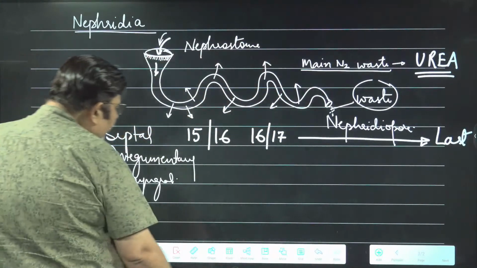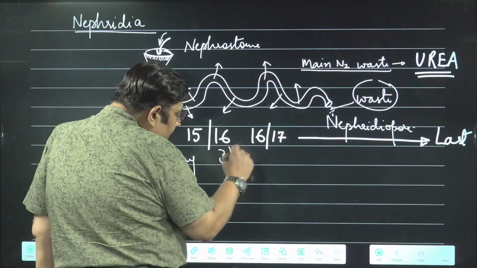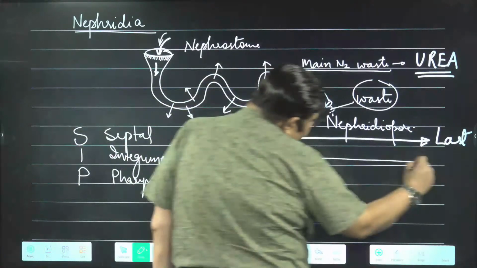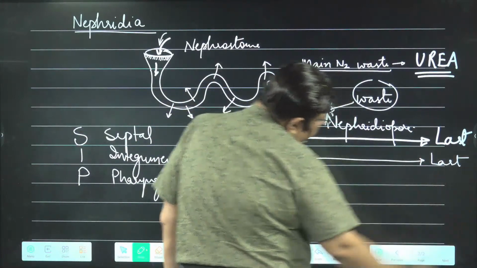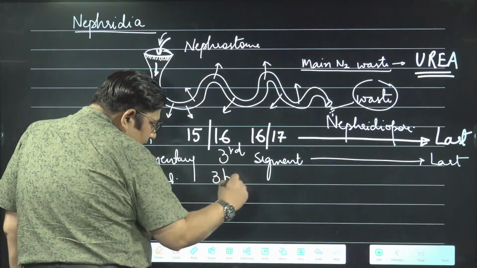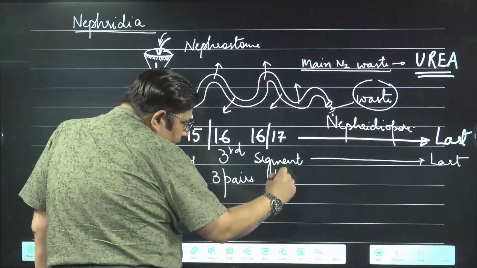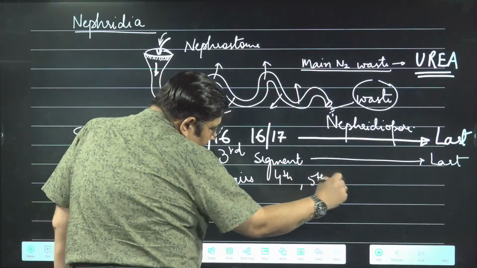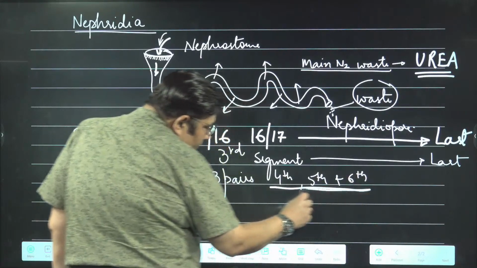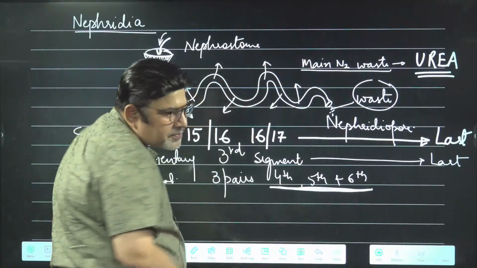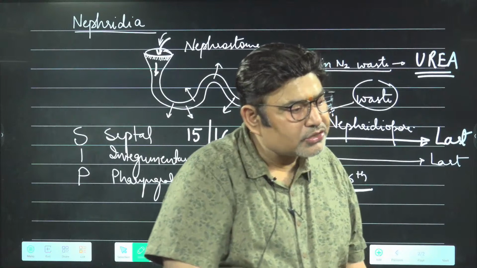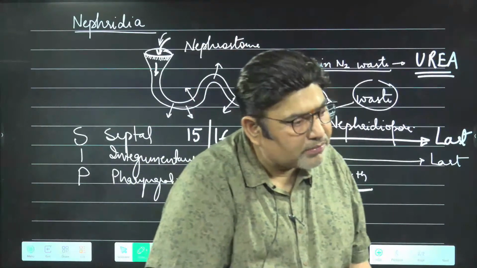The integumentary nephridia are present from the third segment to the last segment. Pharyngeal nephridia are three pairs, each in the fourth, fifth, and sixth segments. Why are the fourth, fifth, and sixth segments important? In short, they are the segments for blood glands.